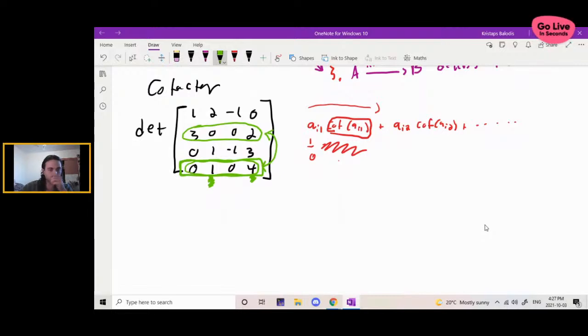Yeah, I'm gonna walk through this example. So let's do it. Let's do cofactor expansion along this row. I'm gonna erase some of these lines here. So what does cofactor expansion look like in this case?